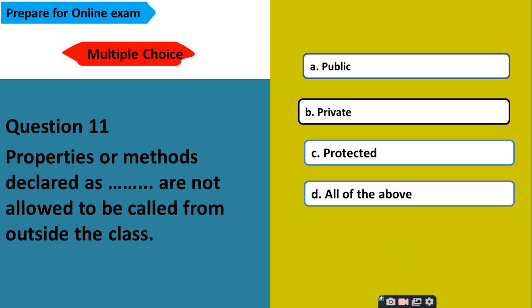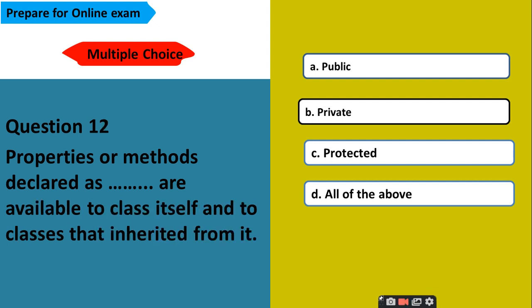Properties or methods declared as dash are not allowed to be called from outside the class. Options are A, public, B, private, C, protected, D, all of the above. And the correct answer is B. If your data is private, then it is not allowed to be called from outside the class.